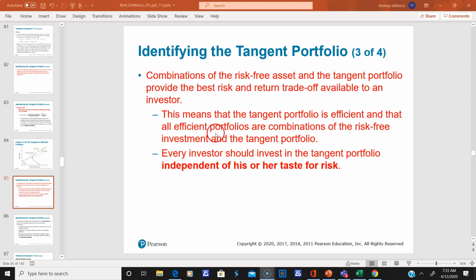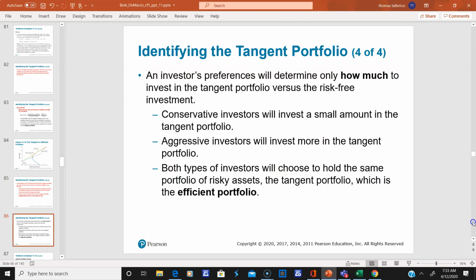Anyway, I don't do that kind of stuff. I don't know anybody who's ever done that. But again, this is the underlying theory of portfolio theory, Markowitz's portfolio theory.